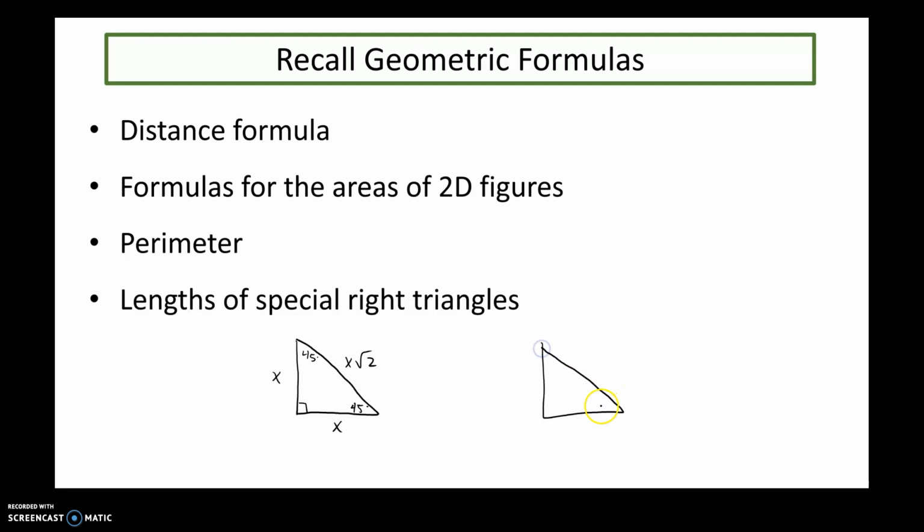And then in a 30, 60, 90 special right triangle, opposite the 30-degree angle is the short side. The hypotenuse is 2 times the short side, and then the side opposite the 60-degree angle is x root 3. Okay, you can prove either of those using the Pythagorean theorem, that is in fact what the relationship for the sides are.